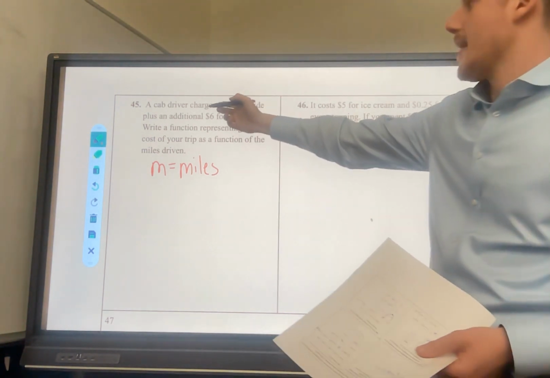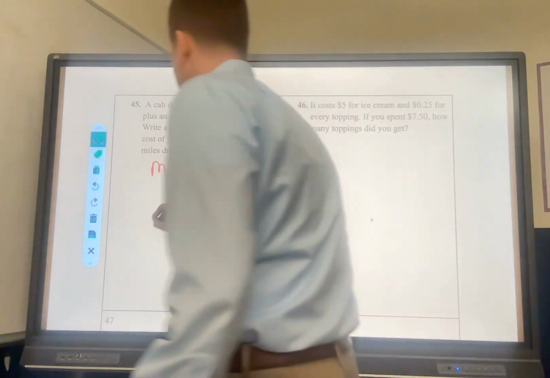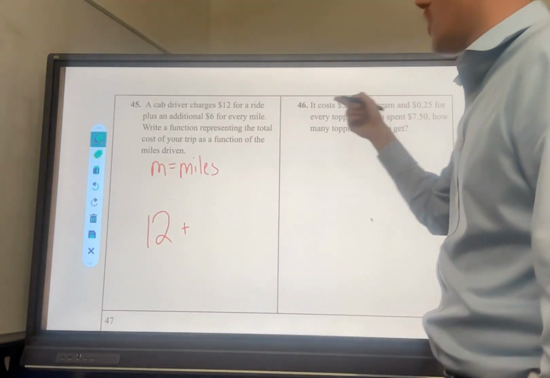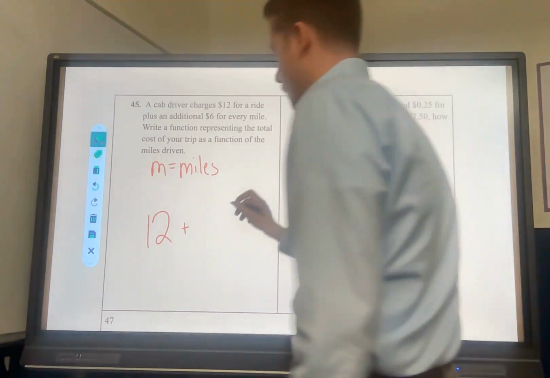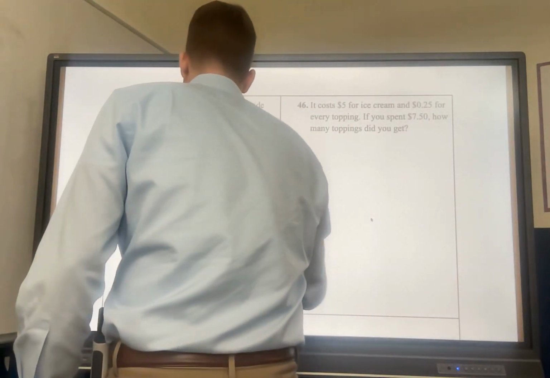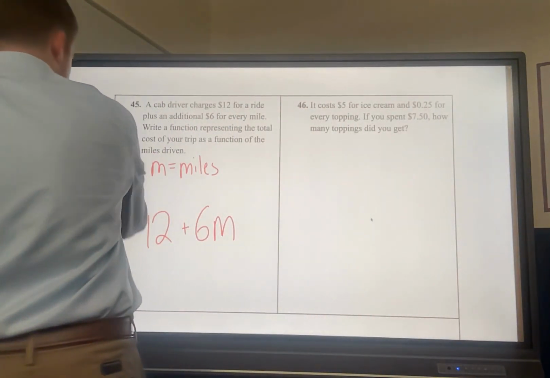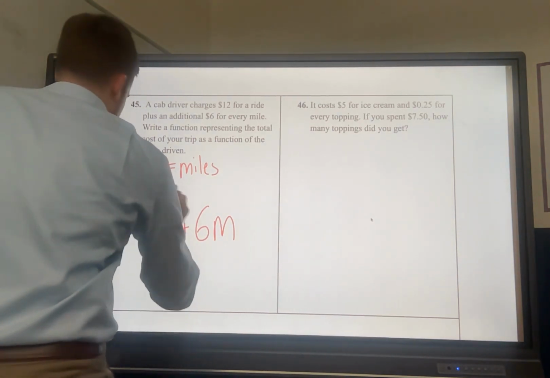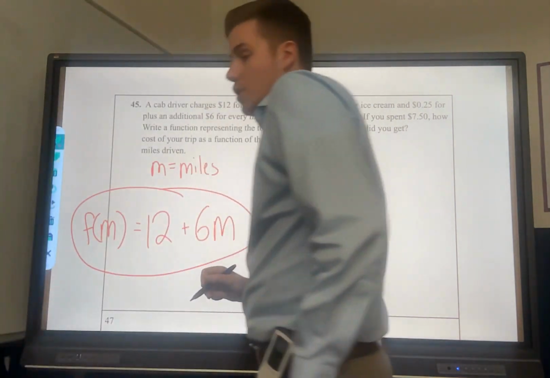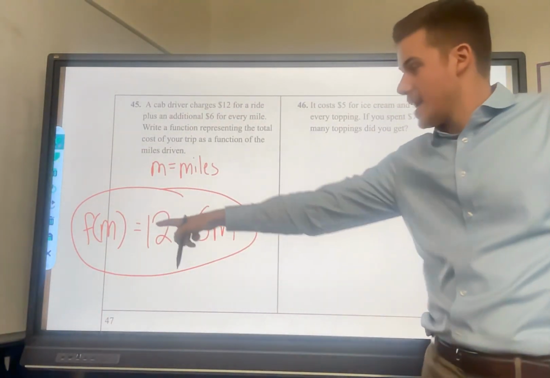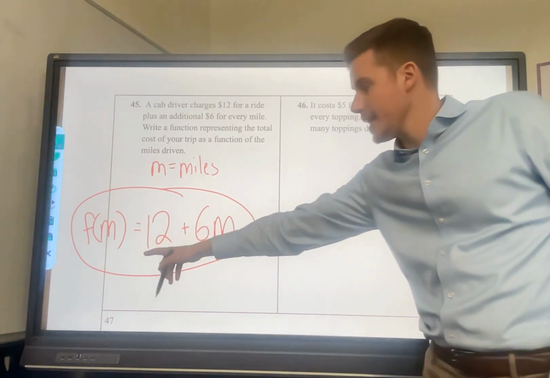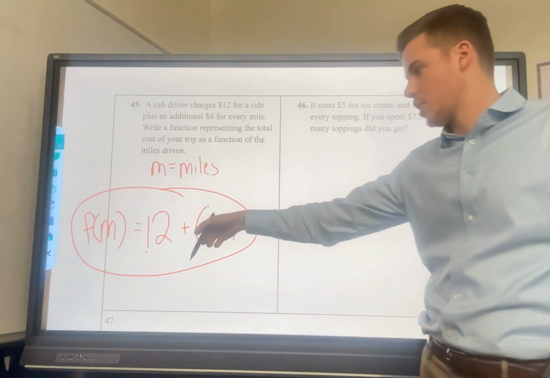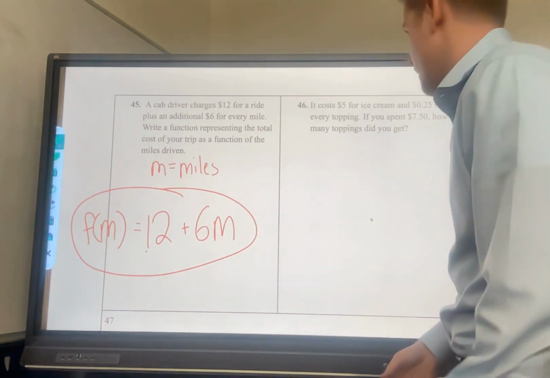So the cab driver charges $12 as a base plus an additional $6 for every mile. So 6 for every mile, so 6M. So a perfectly correct answer would say f of m, the function of miles, is 12 plus 6m. So $12 our base charge, and then we're charging $6 for every mile that gets driven.